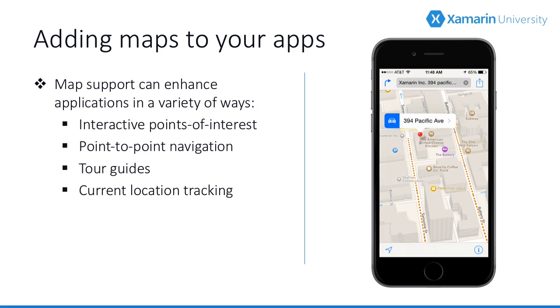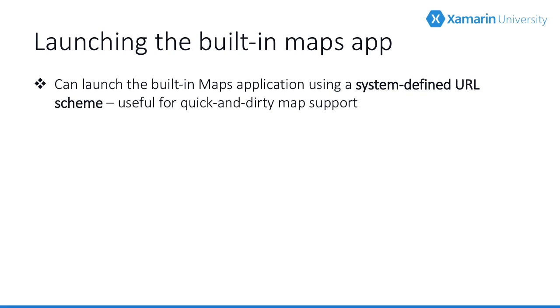Maybe we want to be able to do point-to-point navigation, do virtual tour guides, or just show the user where they are in the world. That's things that we can do with a map that we might not be able to do any other way. Now, the easiest way to take advantage of maps within our apps is to actually just launch the built-in map application. It's not going to be quite as interactive and it's not going to be quite as smooth an experience, but if we want to get up and running quickly and it's not a core part of the functionality of our app, it's really easy to just open up the external map application.